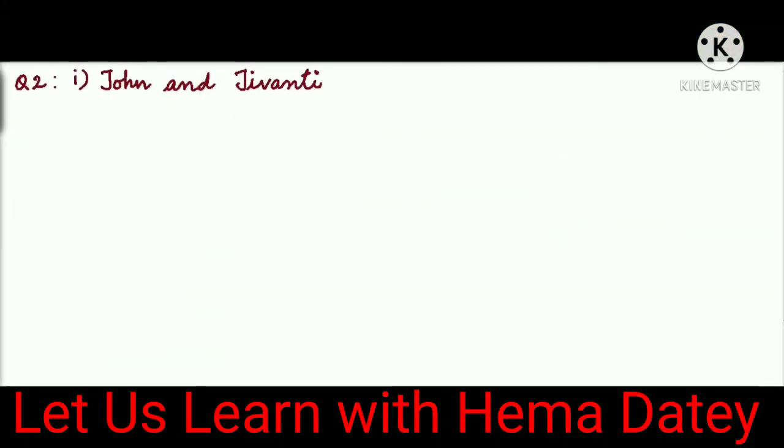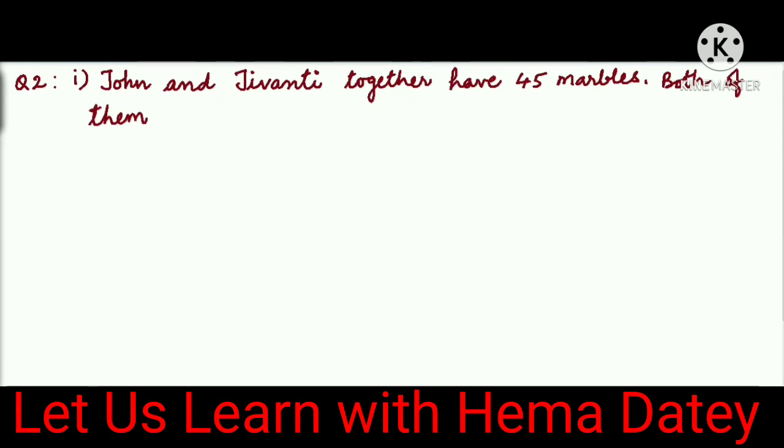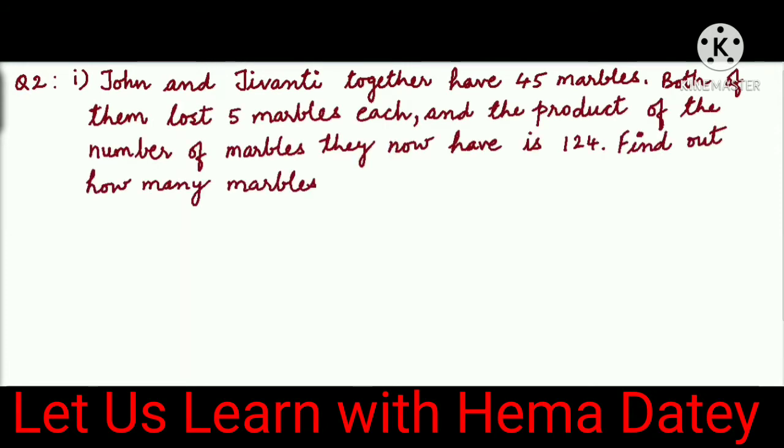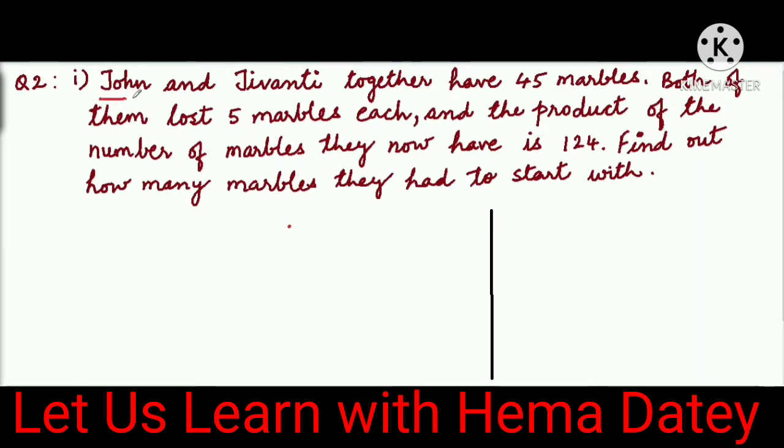So let's start. Question number 2, first part. John and Jivanti together have 45 marbles. Both of them lost 5 marbles each, and the product of the number of marbles they now have is 124. Find out how many marbles they had to start with.